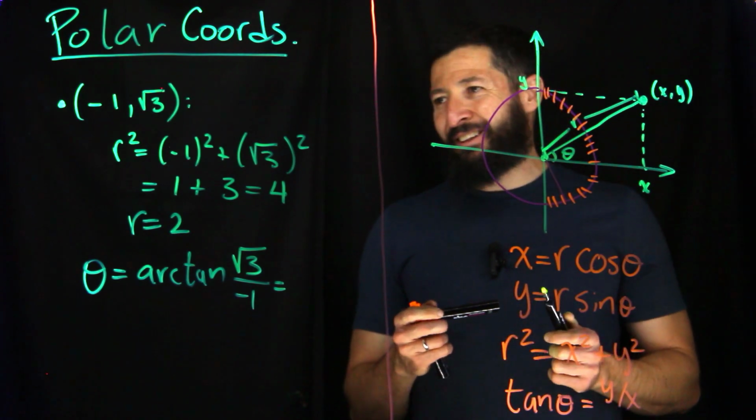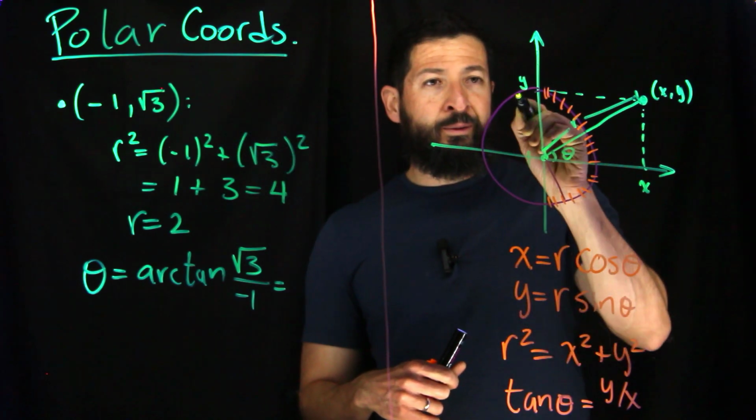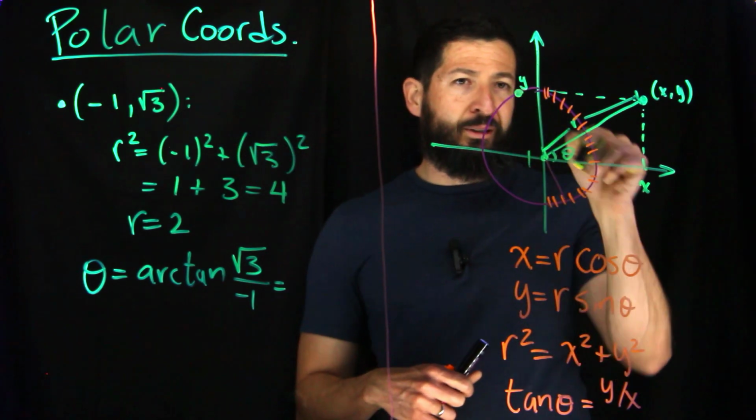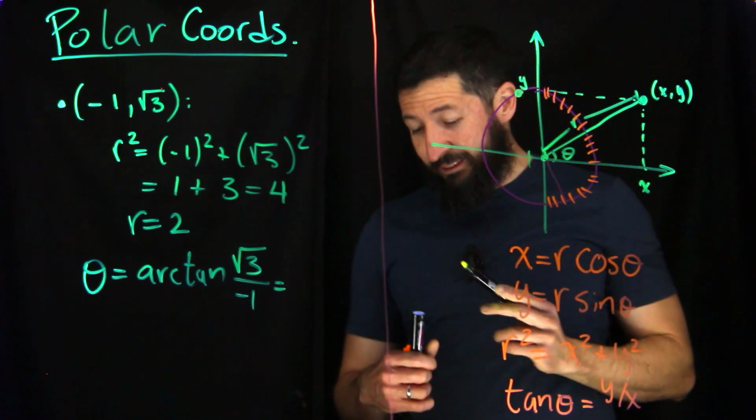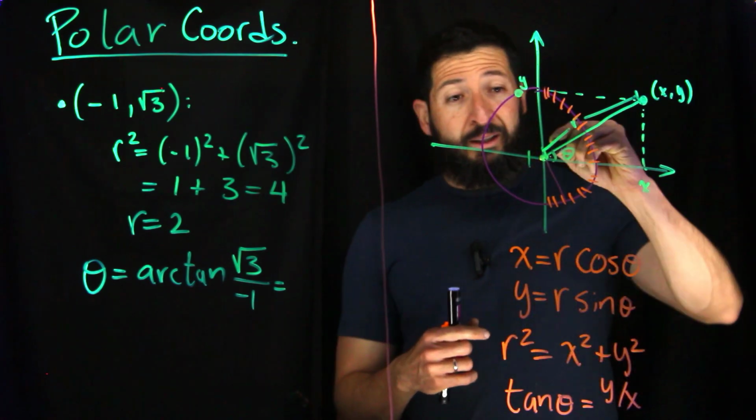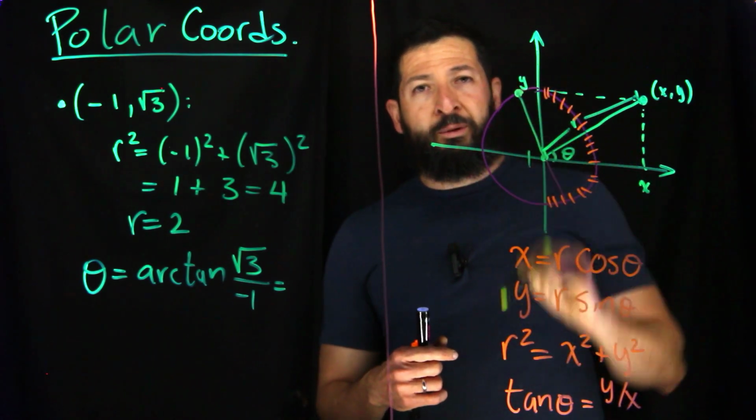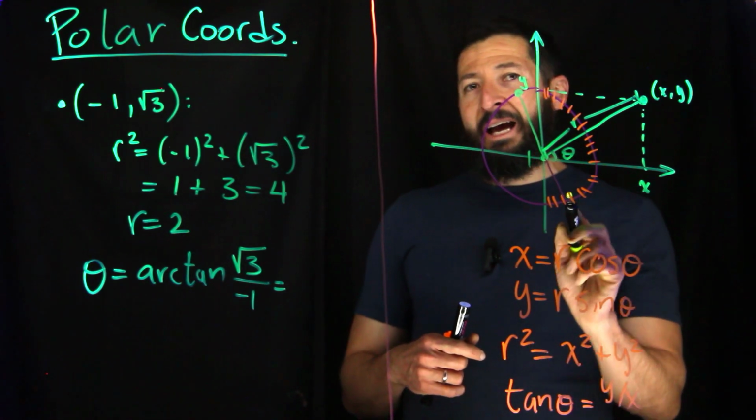But that's not the point where you're at. If you think about where you're at, it's negative 1 and square root of 3, somewhere out in this direction, in the second quadrant. So you've got to be very careful. What you're going to have to do is grab that angle that you got from your calculator, the negative pi over 3, and you're going to add pi.